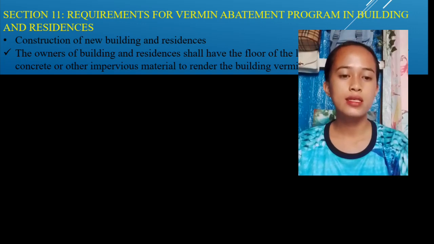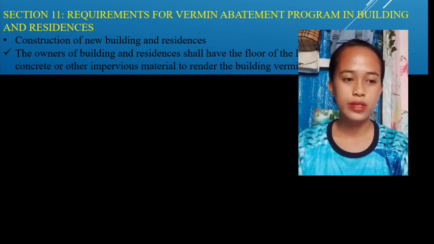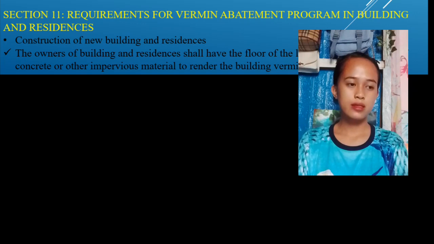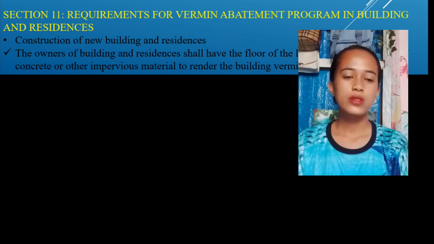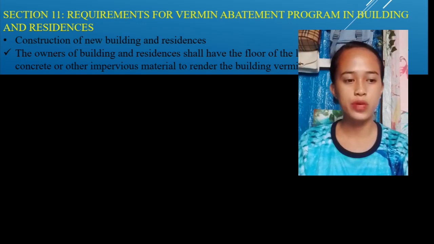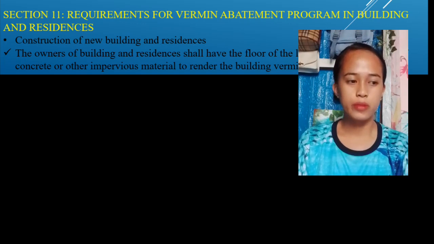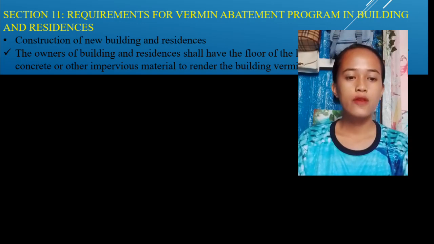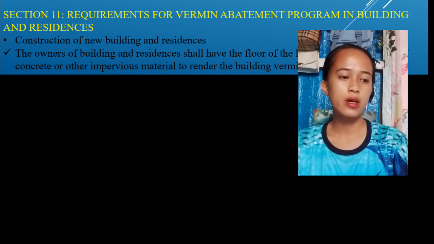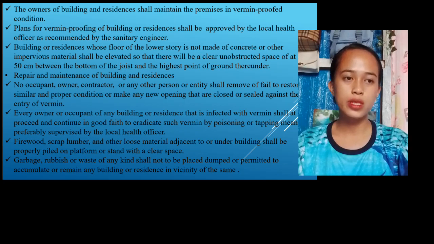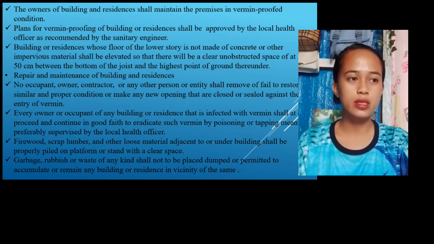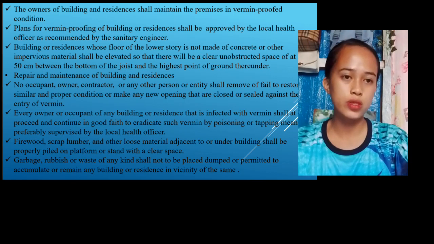So next is Section 11, requirements for abatement program in building and residences. So, constructing of new building and residences. The owners of buildings and residences shall have the floor of the lower story constructed of concrete or other impervious materials to render the building vermin proof. Next is the owners of building and residences shall maintain the premises in vermin-proof condition.